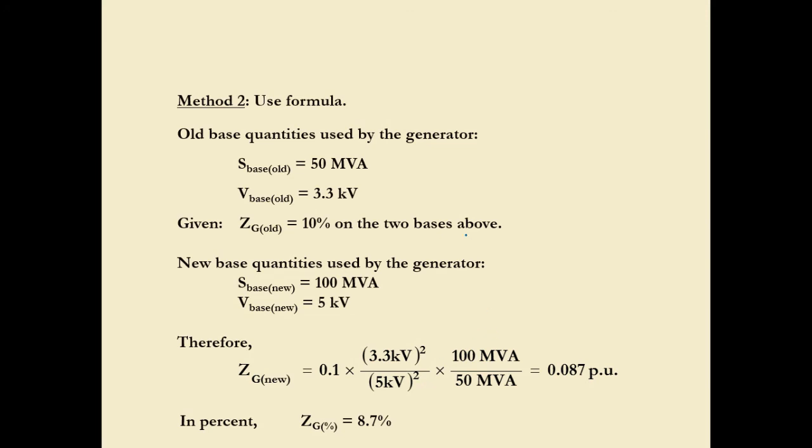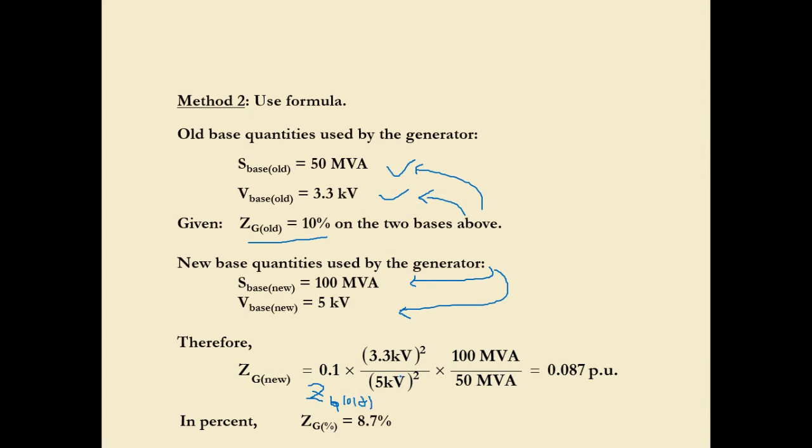But if you use the equation or the formula introduced earlier, the old base quantities used by the generator are given here. So this is the Z G old, 10% on the two bases above. Now we have the new base quantities used by the generator, here and here. Now according to this equation, we have here Z, the generator impedance old.